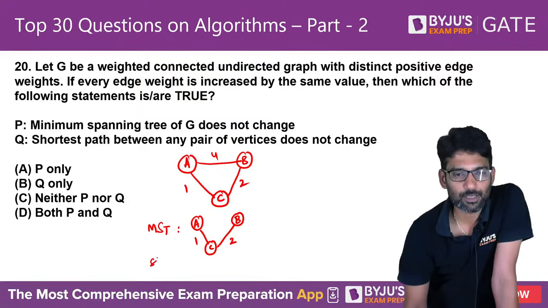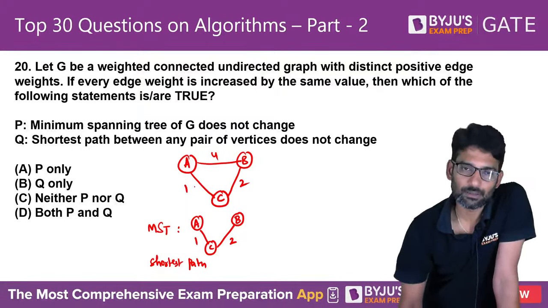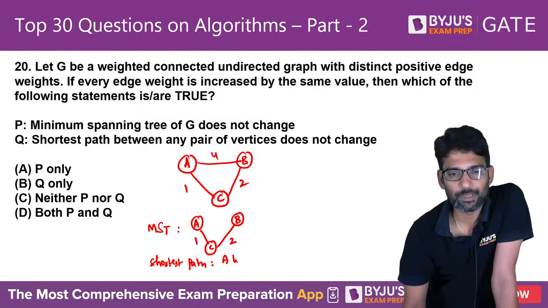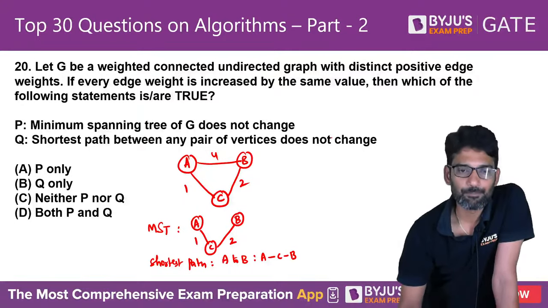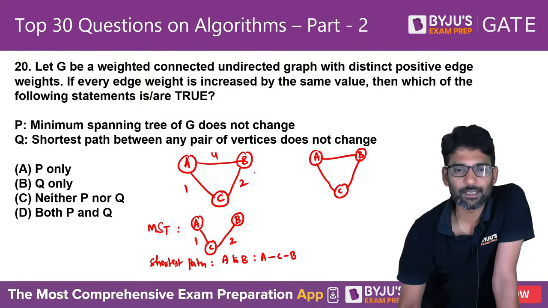And what is the shortest path between any pair? A to C, that one only. B to C, that one only. But for A to B, the shortest path becomes A to C, C to B. Right? Now, increase each edge weight by plus 2. So it becomes 1 plus 2, 3, 2 plus 2, 4, and 4 plus 2, 6.